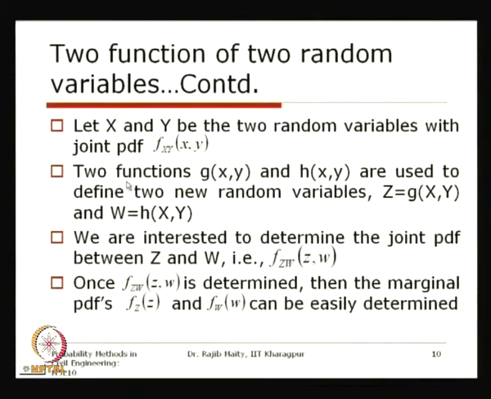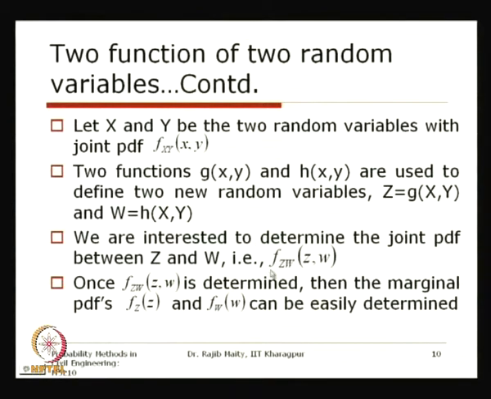Now, there are two functions, g(X,Y) and h(X,Y), used to define the new random variables. You know that these functions are also random variables. Suppose we denote g(X,Y) as Z and h(X,Y) as W. What we are interested in is determining the joint density, or joint PDF, between Z and W, that is f_ZW(z,w) expressed in terms of their lowercase letters.